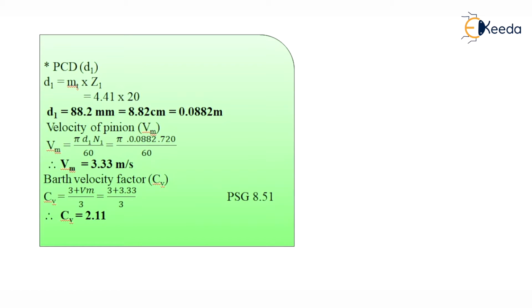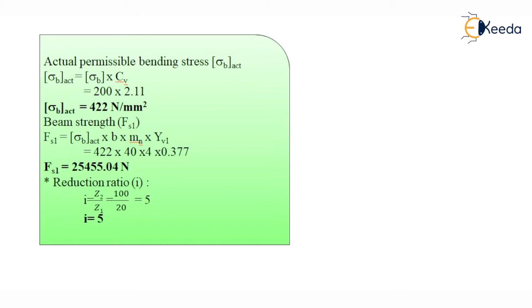Next, Barth velocity factor, that is Cv. The formula is Cv is equal to (3 plus Vm) divided by 3. So after substituting the value of Vm as 3.33, I get the answer for Cv as 2.11. Next, actual permissible bending stress sigma B. So sigma B actual is equal to sigma B multiplied by Cv. So I get the value of sigma B actual as 422 Newton per mm square.